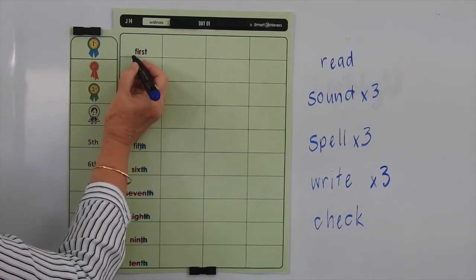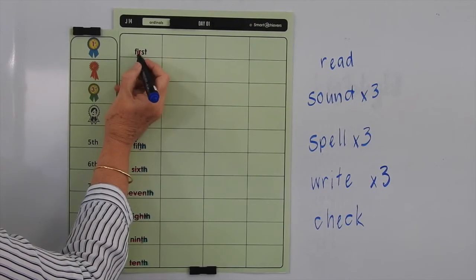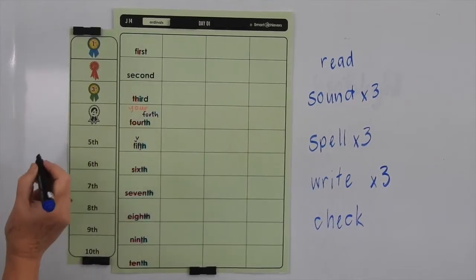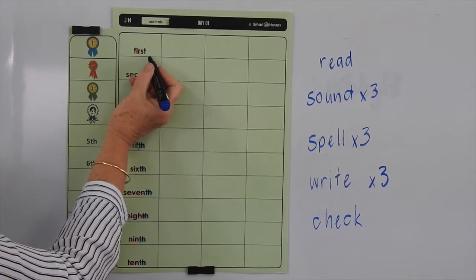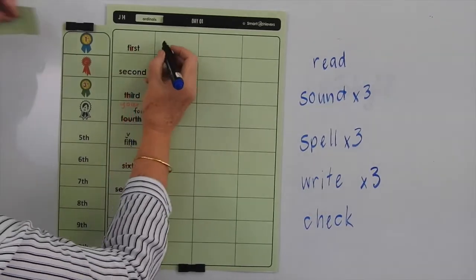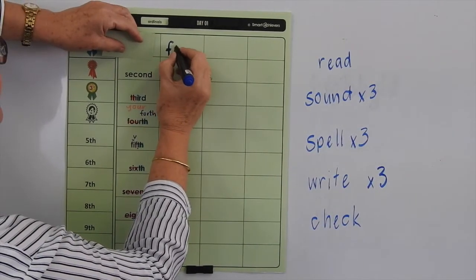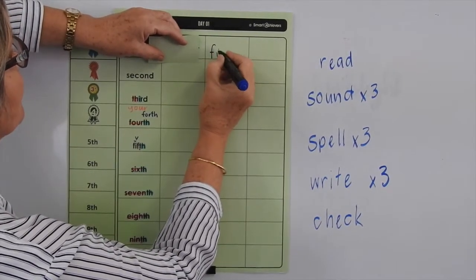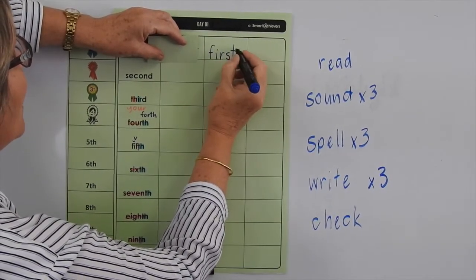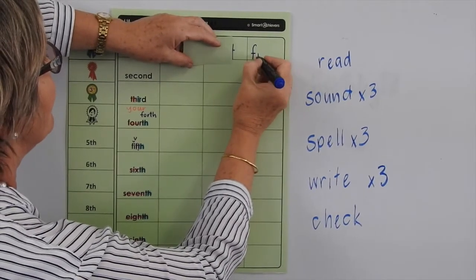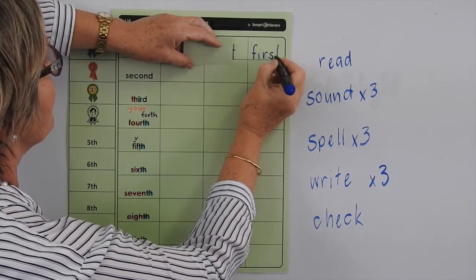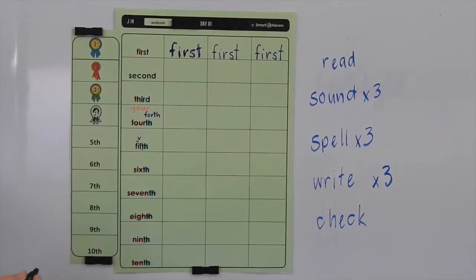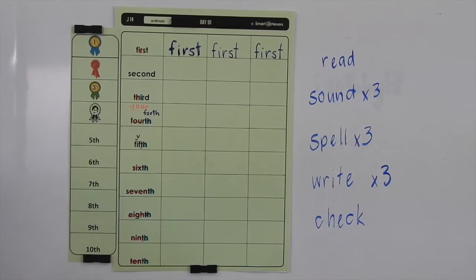So first we've got first, F-I-R-S-T. Cover it and write it. By the time you've written it a few times, you'll know that it's the IR for the sound in this one, and your brain will start to remember to use IR rather than ER or UR for that sound in first. You can finish those on your own.